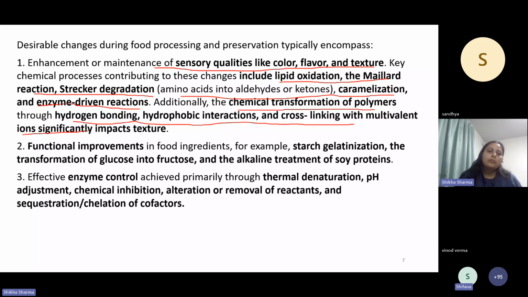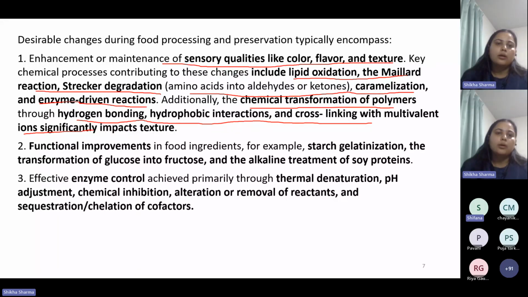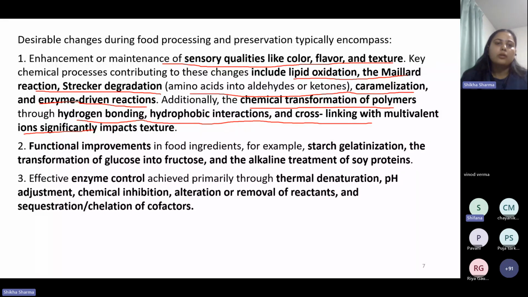So, or any biomass or any plant material which is having the polymeric linkage. Usually pectin is there in all kinds of food materials, because it's present in the cell wall, so it increases the texture. So that is also desirable.